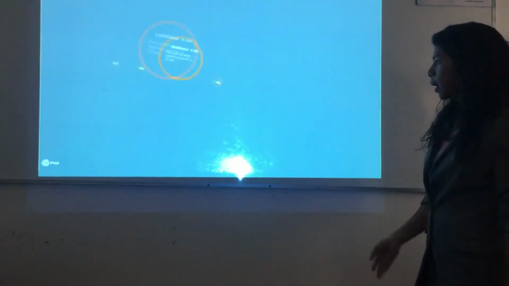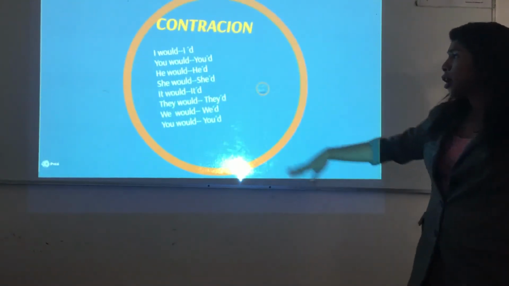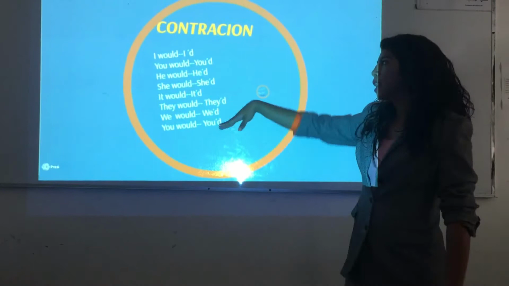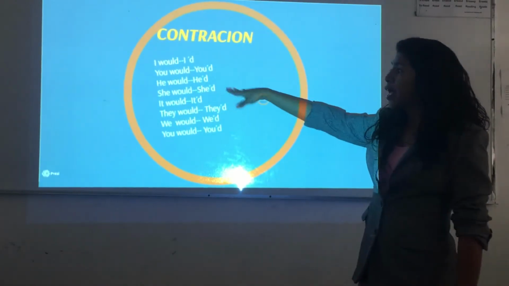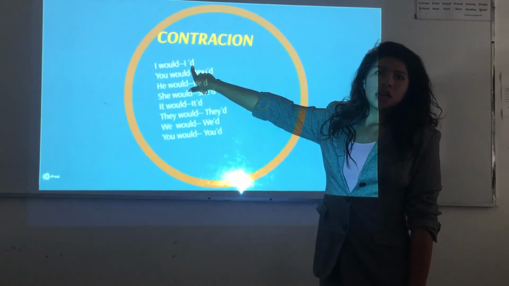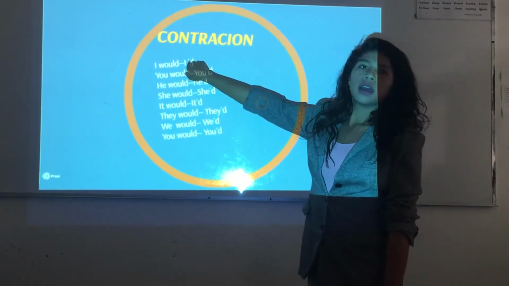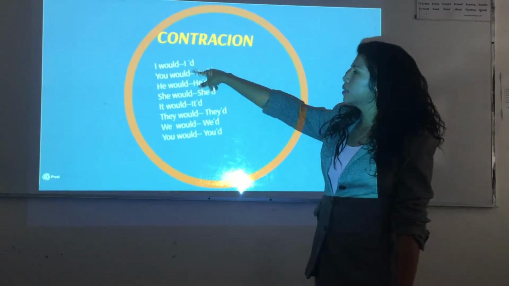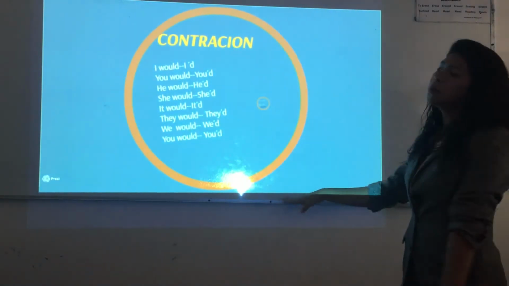Next. In the contractions, it's really simple. You just have to add a D to the ending of each one. What is this thing called? Apostrophe. You just have to add an apostrophe and a D, and that's pretty much it.